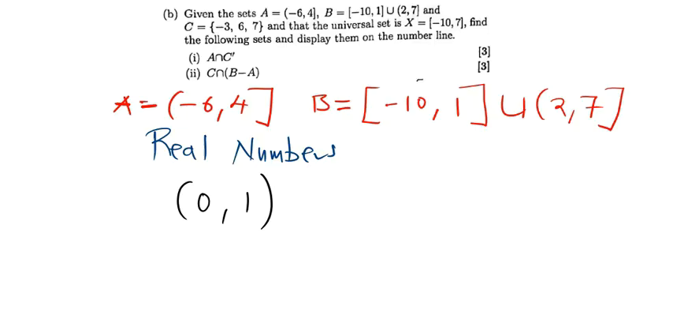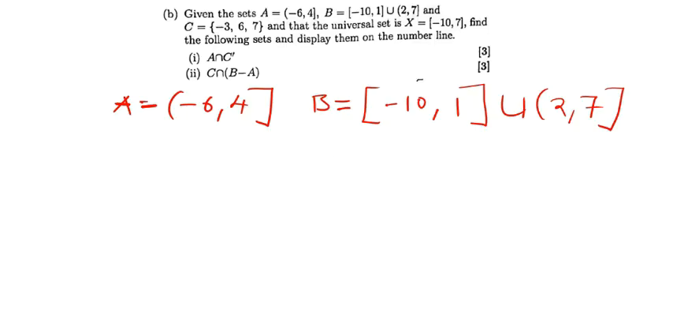Then roster form deals with integers. These are elements, it's not an interval. So it implies set C is having negative 3, 6, and 7 alone as members of the set. So it has got a finite number of elements. I think that's what differentiates it from these other sets A and B. These are intervals. This is just a list of elements.